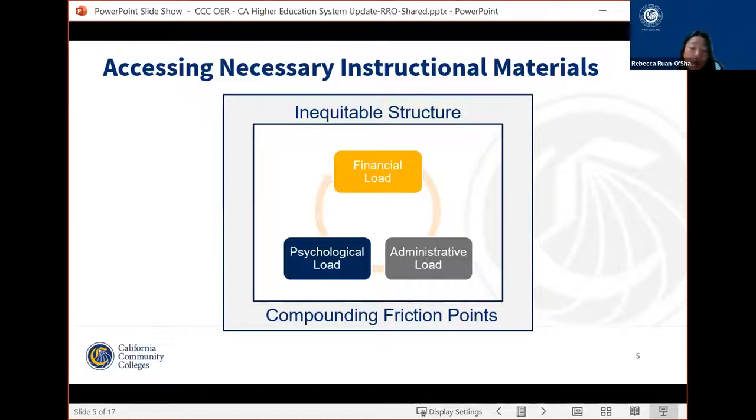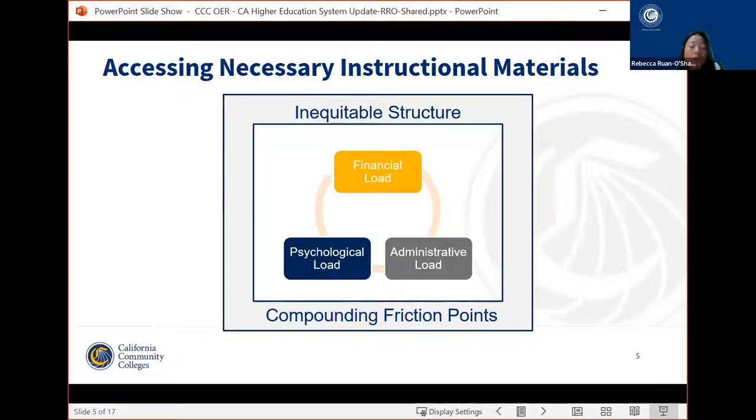Or they need to search high and low for low-cost textbook options, right? If they are fortunate enough to have an OER class, fabulous. But otherwise, they're looking for third-party resellers, libraries, fellow students, right, to purchase used books or borrow books during the class. And then on top of that, psychologically, there's anxiety related to time constraints and deadlines, and shame and self-blame for needing additional help to start with. And really also potential depression relating to falling behind in coursework due to lack of instructional materials.